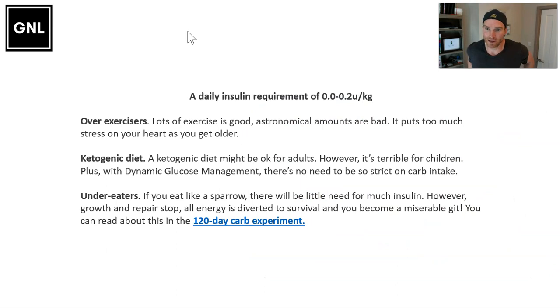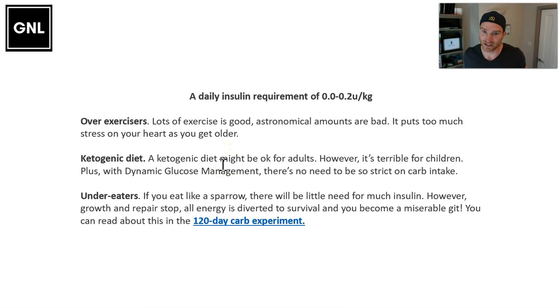So is the lower the better? Is it better to have less than 0.2 units per kilo? It's very unlikely. The reason being is the people who have less than 0.2 units per kilo are people who do so much exercise that it's probably detrimental to their body. So multiple marathon runners, although they may be very fit, their long-term health outlook is not very good. That might be a decision for them, which is the absolute right decision because they love running marathons. But in terms of long-term health, it's probably not great for them.